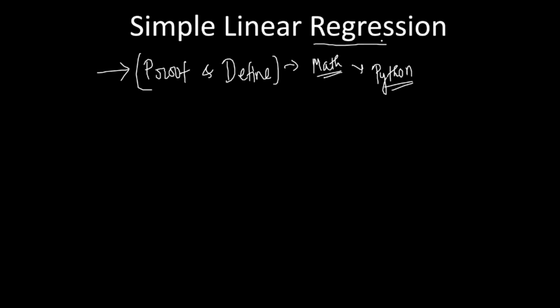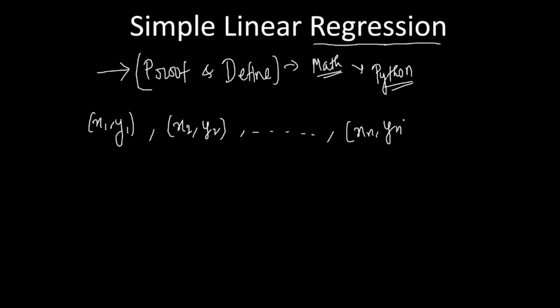If you're familiar with the term regression, it's widely used in statistics and data science. What we do here is, let's say we are given a bunch of two-dimensional data points: x1, y1, x2, y2, and let's say n such points. And these points can represent anything.